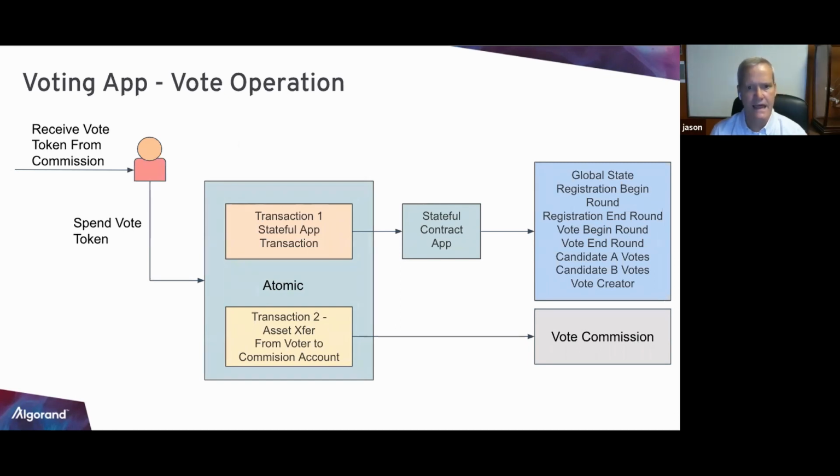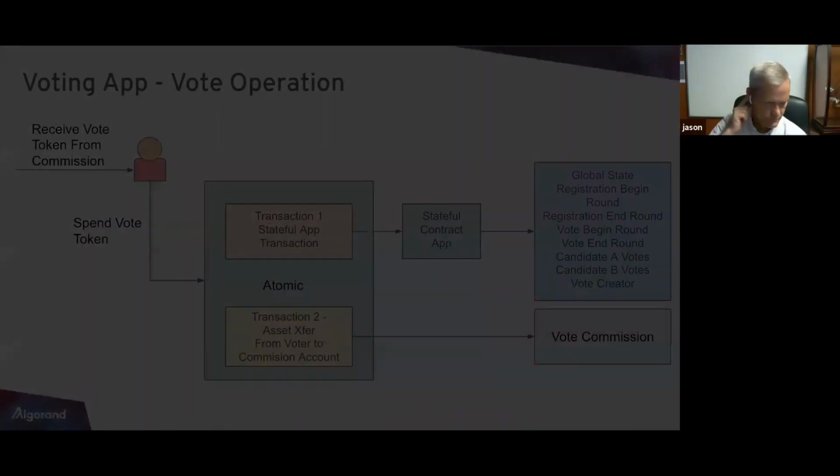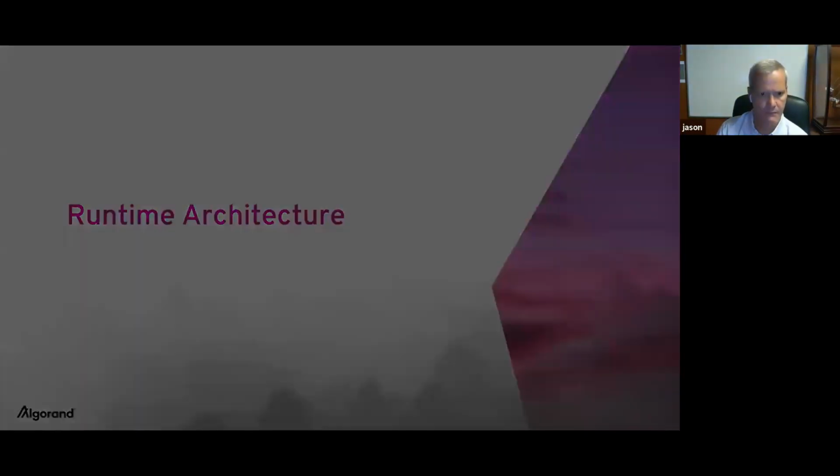So that's how you would craft and build smart contracts in different ways to create different applications on Algorand. And by the way, this is a fairly common way of building applications. Often you're going to require that a stateful contract be wrapped atomically with some other call in the system. All right, so let's talk a little bit about the runtime architecture.